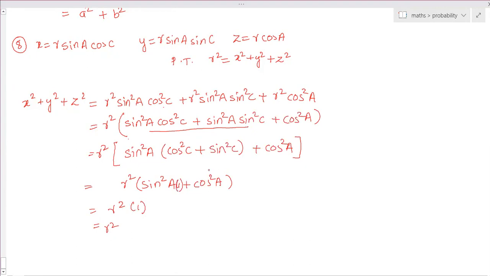Is this clear? Yes, ma'am. These are actually easier as compared to the earlier ones.